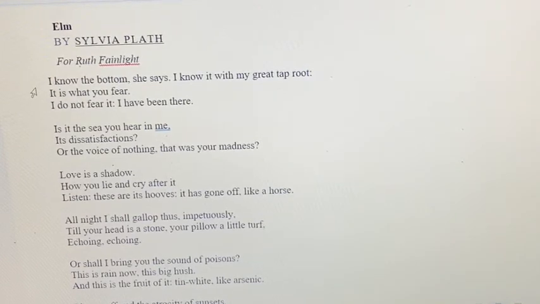So the first thing I notice is that it's called Elm, which is a kind of tree. And even from the first line, it says, I know the bottom, she says. I know it with my great tap root. So who is the I, the speaker here? Well, if the speaker knows it through their tap root, through a root, and the title of the poem is Elm, at this point I can make the inference, well, the speaker of the poem is the elm. It is the tree. So it's from the perspective of the tree that we hear.